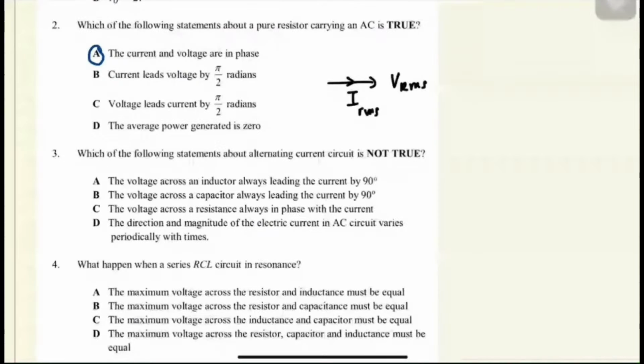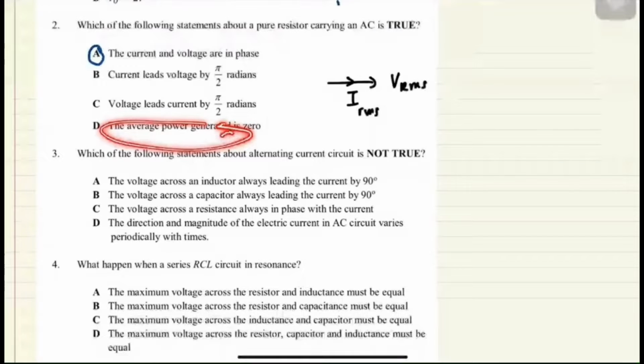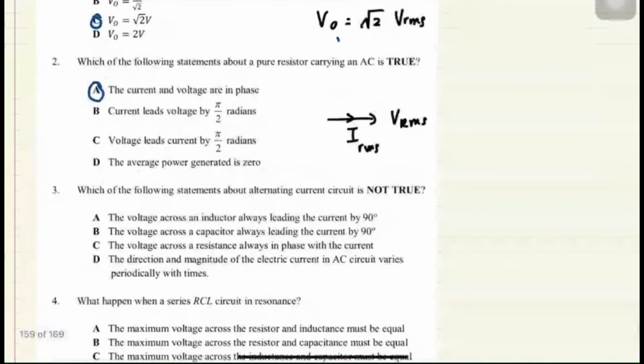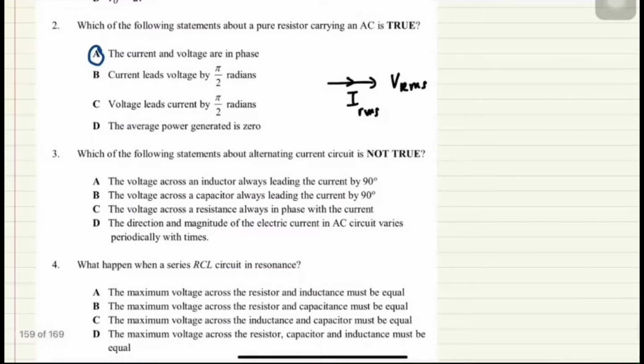The average power generated is 0, that one is incorrect. Actually, that applies if you only have an inductor or only a capacitor. If it is a resistor, it has power. Power loss only occurs at the resistor. So question 2, the answer is A.